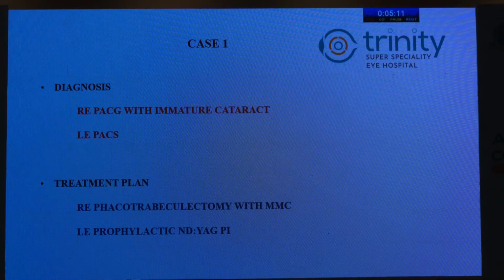So for the treatment, I've done a phaco trab with MMC in the right eye as the patient already had advanced glaucoma with cataract, and in the left eye we need to definitely do a laser peripheral iridotomy considering the fellow eye status.